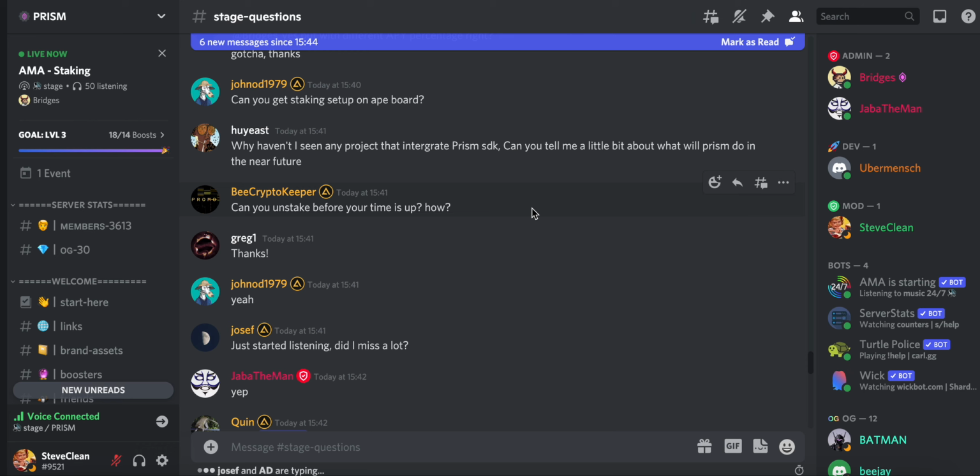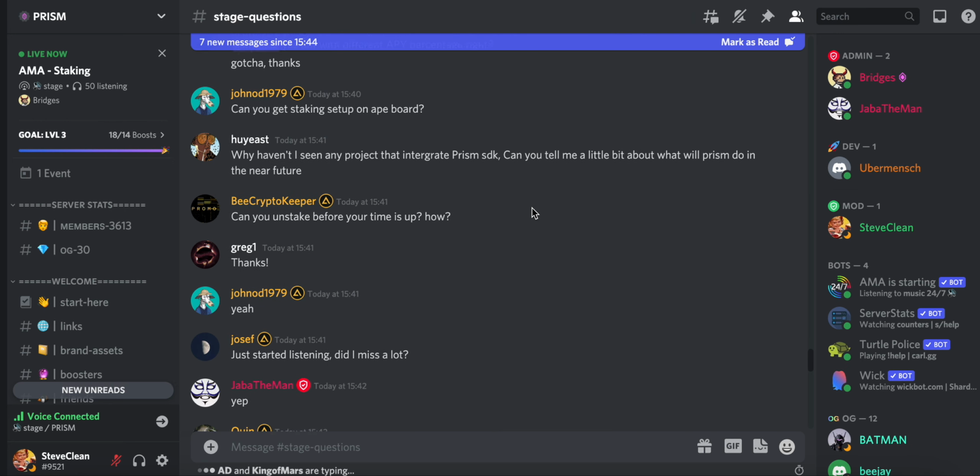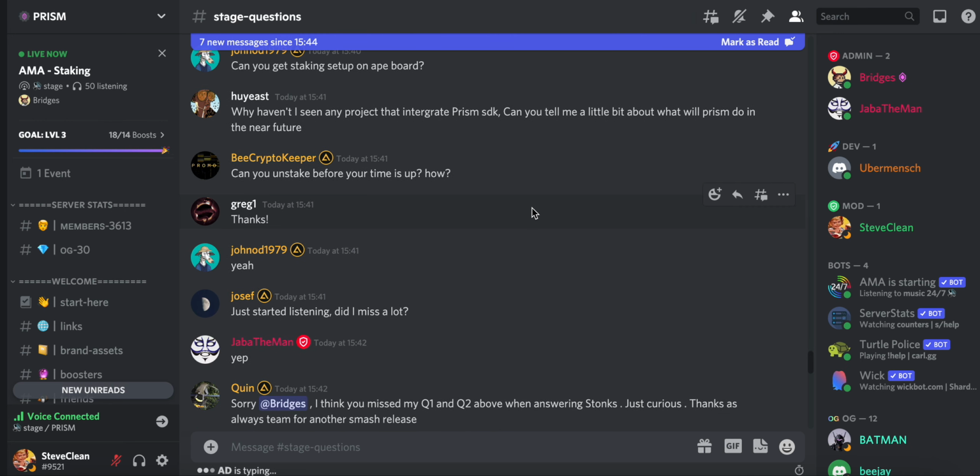Let's see the next question. B Crypto Keeper asks, can you unstake before your time is up? Depends on what type of staking you chose. If you chose flexible, then you can unstake anytime. If you chose locked, then you can't, because the tokens are locked by the smart contract. So no one can unstake before the time is up.